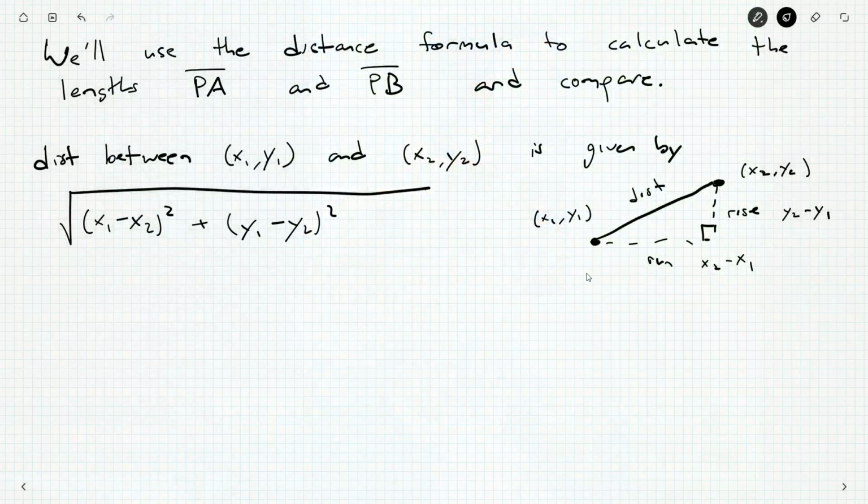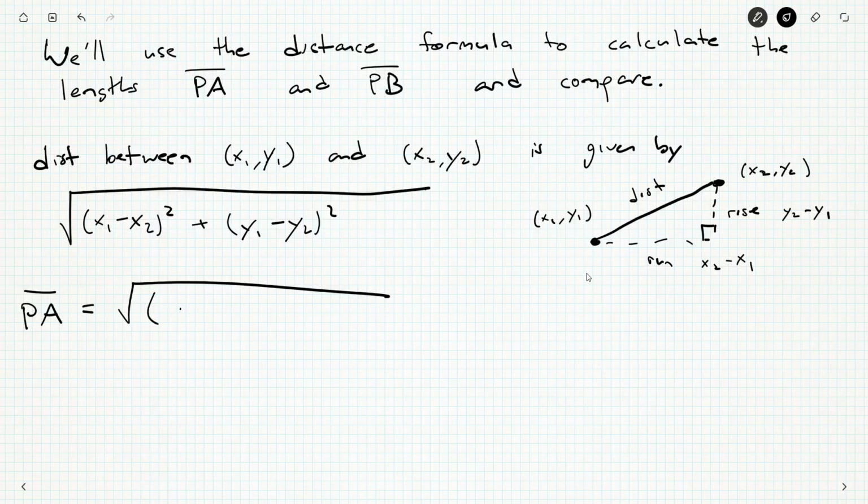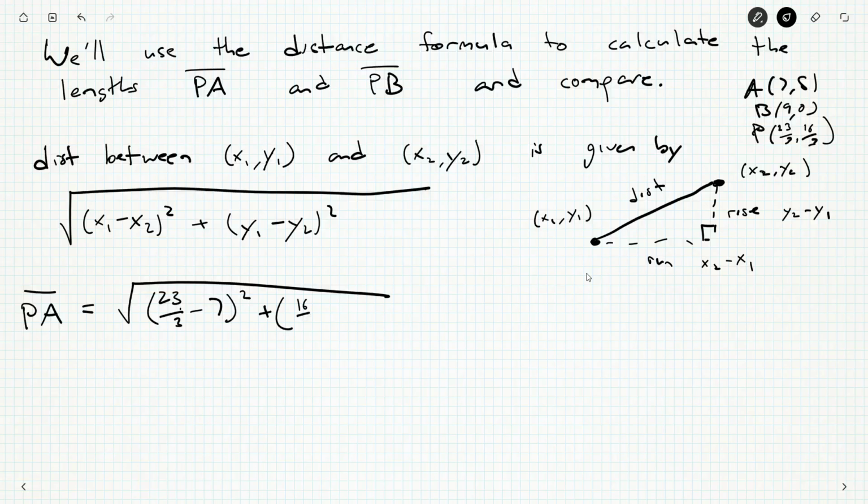Okay. So the distance from P to A is... we need... A is (7, 8), B is (9, 0), and P is (23/3, 16/3). And these fractions here make me a little nervous, but we'll work with it. The order doesn't matter because it's going to get squared. 23/3 minus 7, squared, plus 16/3 minus 8, squared.